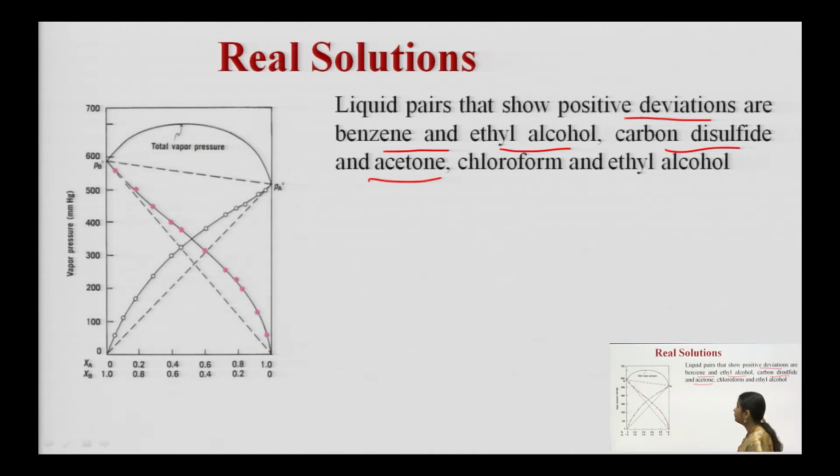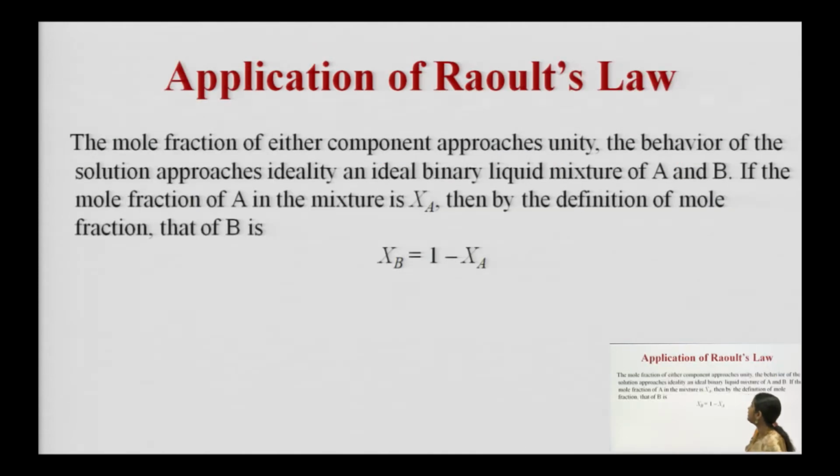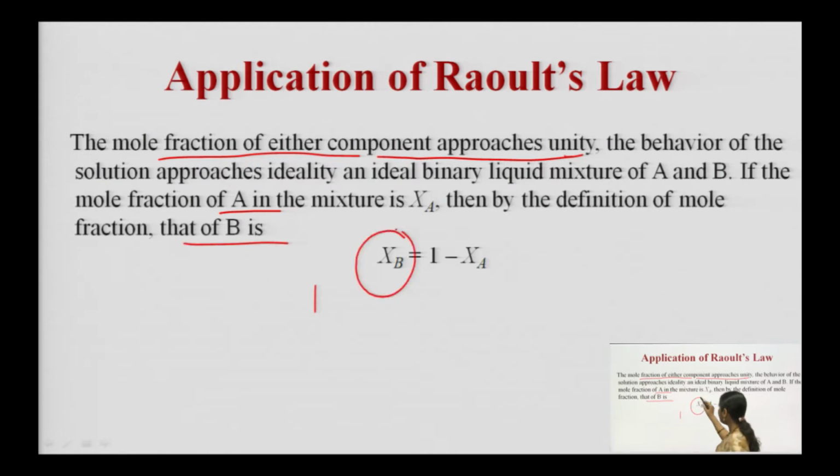Now comes the application of Raoult's law. When the mole fraction of either component approaches 1, then if the total mole fraction of the system is 1 and we know the mole fraction of A, we can find the mole fraction of B: the mole fraction of B will be 1 minus the mole fraction of A.